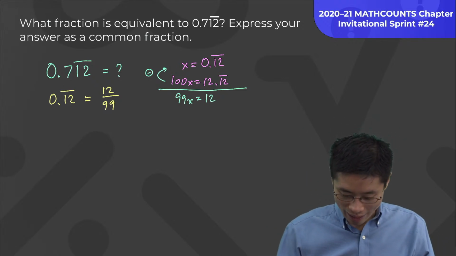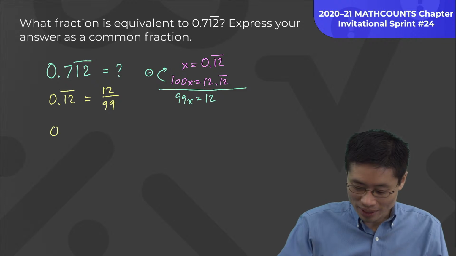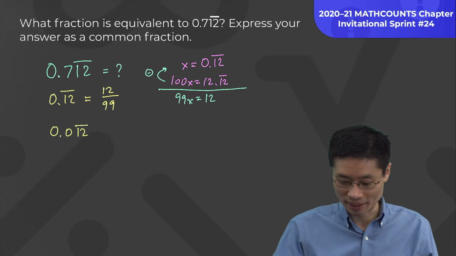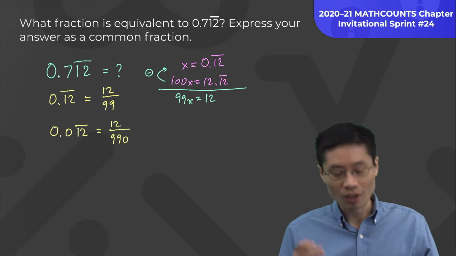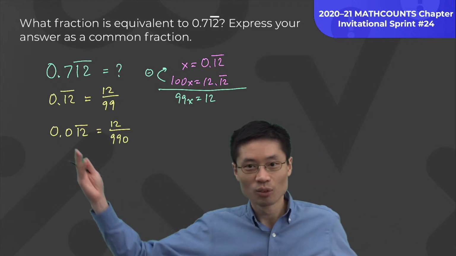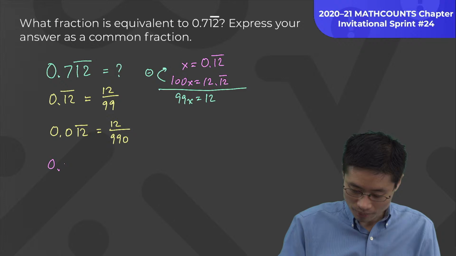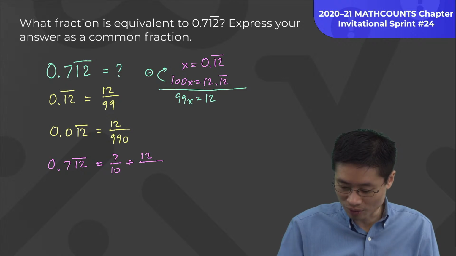Now if I want to know what happens when I shove over the 0.12 by an extra place, well then I'll call it 0.0 and then the 1, 2 repeating but not the 0 repeating. That's equal to 12 over 990. Now, how do I get an extra 0.7? Well, let's just add 7/10. That will do it. This is how I always do these problems. This is going to be 7/10 plus 12 over 990.